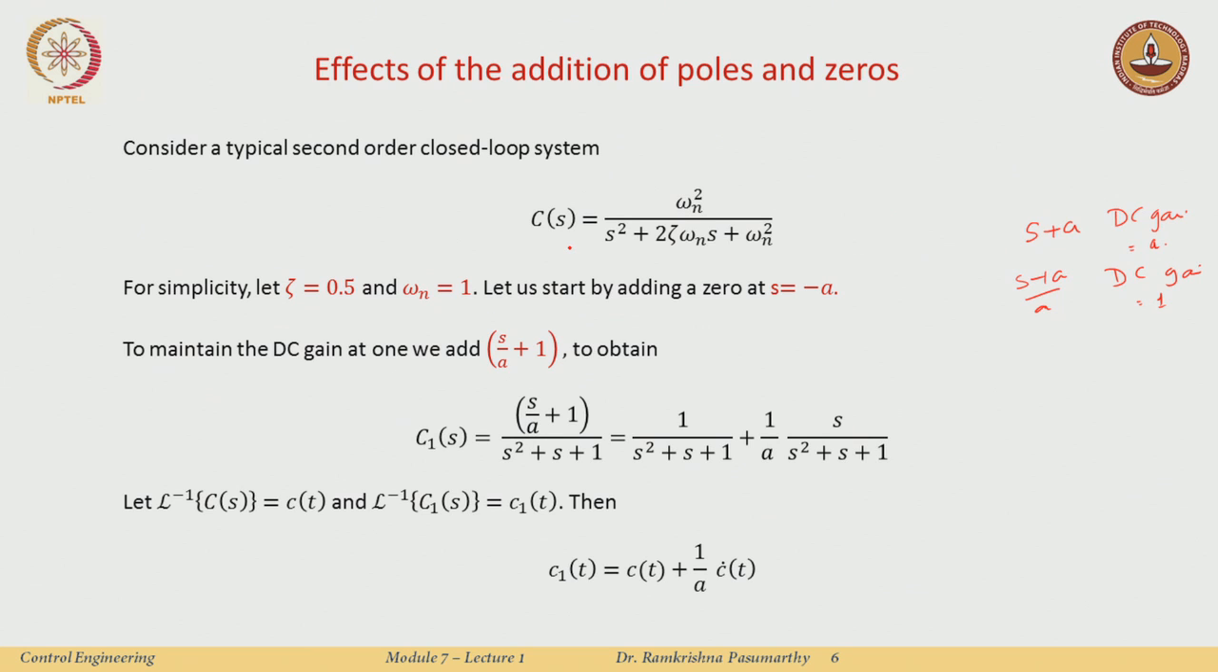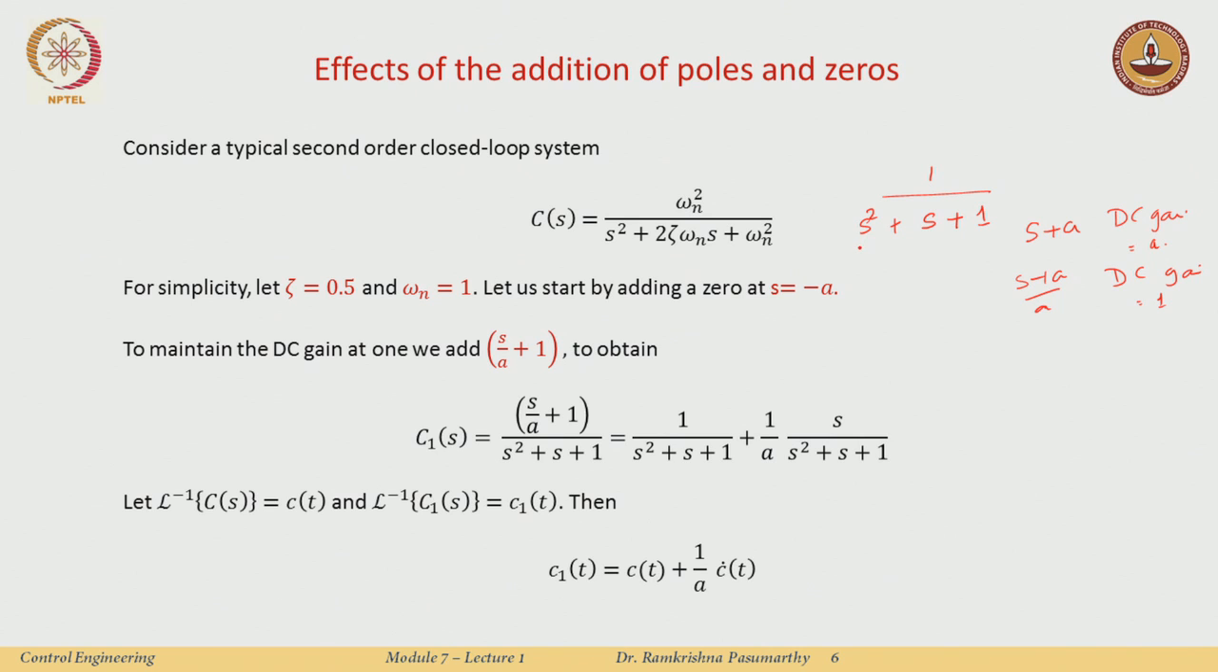So, how will my transfer function now look? C1 of s is this guy, the 0 at minus a, in such a way that the DC gain is 1, divided by this guy, and I will get something like this, right. So, I have the original thing. When zeta equals 0.5 and omega n equals 1, this just becomes 1 over s squared plus 2 times 0.5 times 1, so that is s plus 1. Okay.